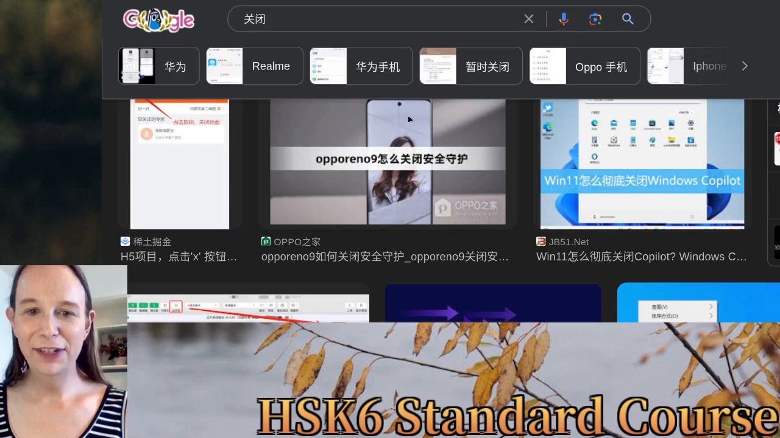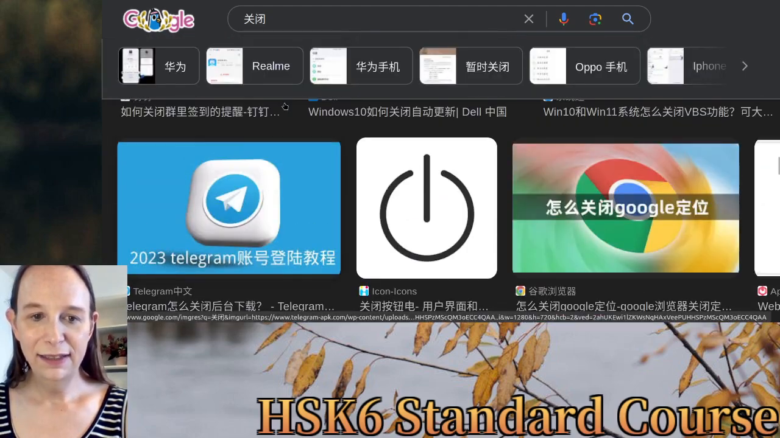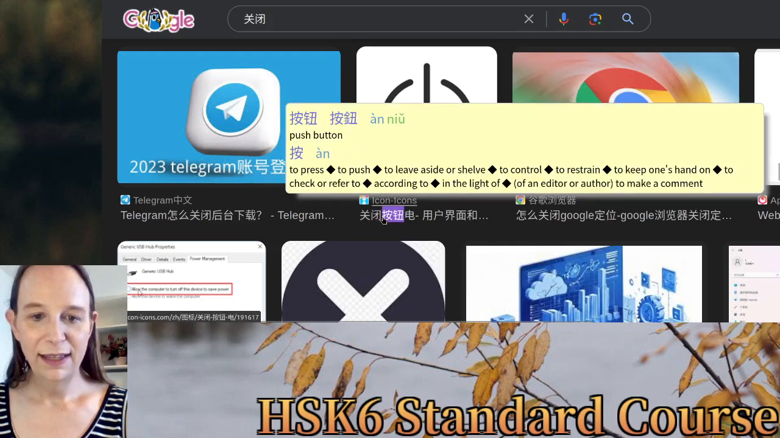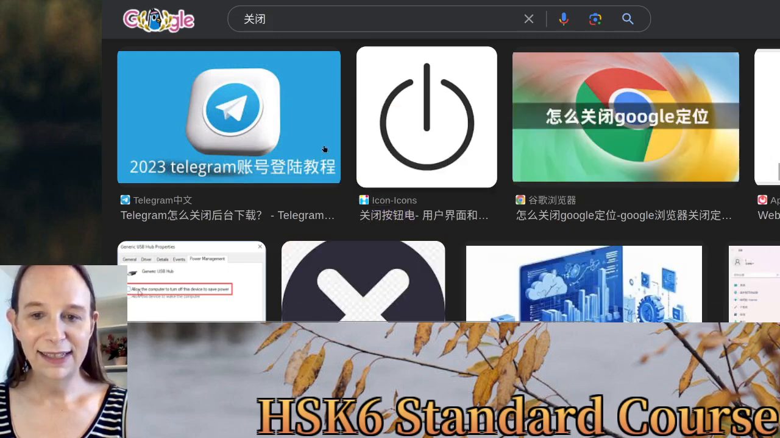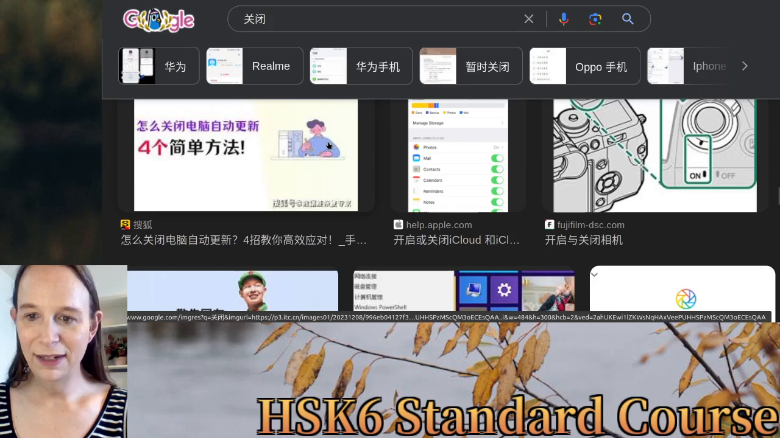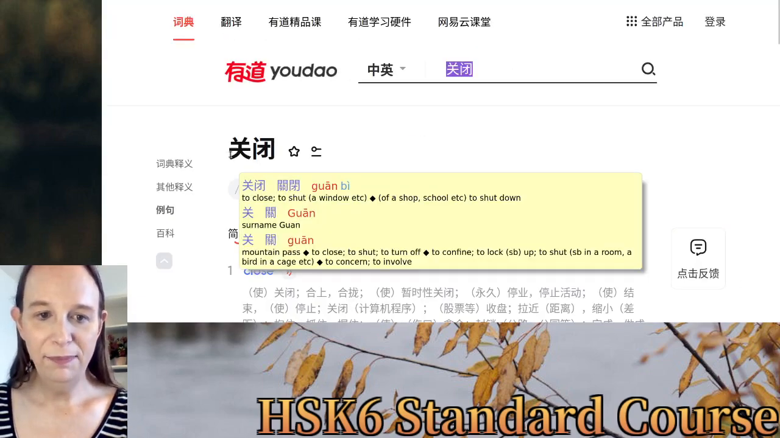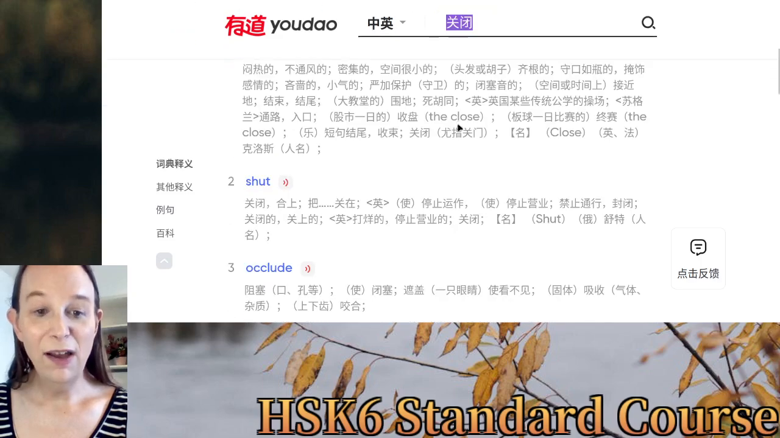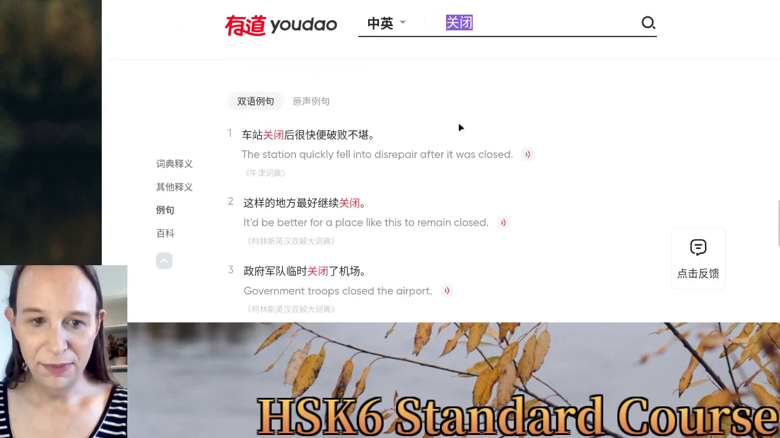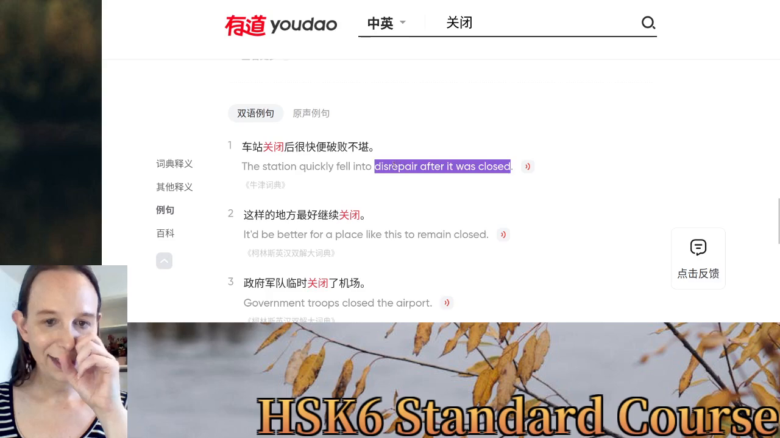Yeah, usually for a 手机 or 电脑, I would say 关上电脑 or 关掉电脑, 关掉手机. 关闭按钮电. Oh, this is turn off. Maybe this is a bit more formal, used for like software and so on. 关闭. What things can be 关闭? To close, to shut a window. You can close a shop. 车站关闭后. Yeah, when the station was closed, after it's closed.